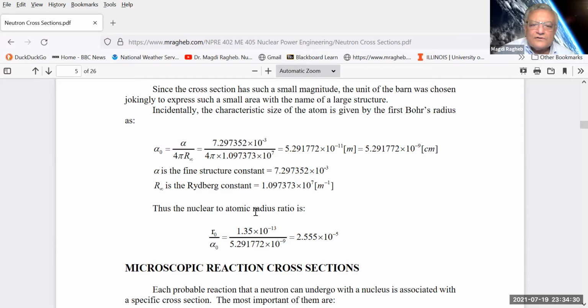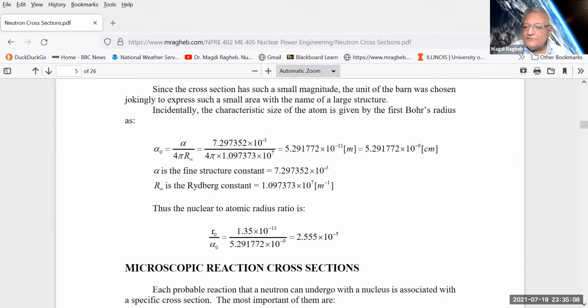What is the nuclear to atomic ratio? That is the distance of the nucleus's dimension to the radius of the atom. And you could see it's 2.5 10 to the minus 5, meaning that we have a factor of maybe 10,000 in terms of the size of the nucleus compared to the size of the atom. So most of the mass of the atoms in nature is in the nucleus itself.